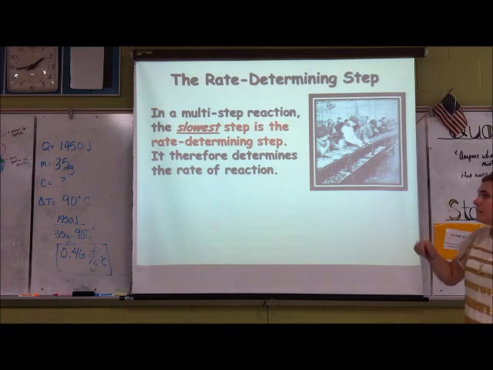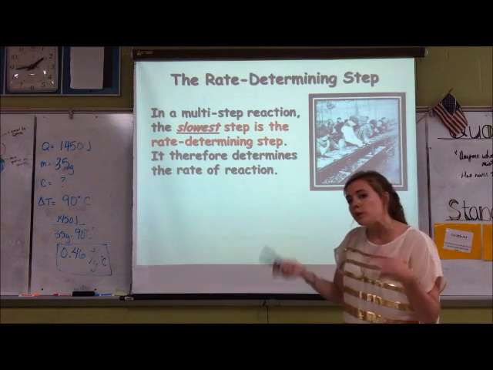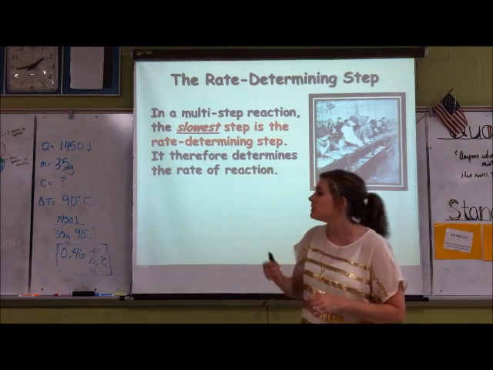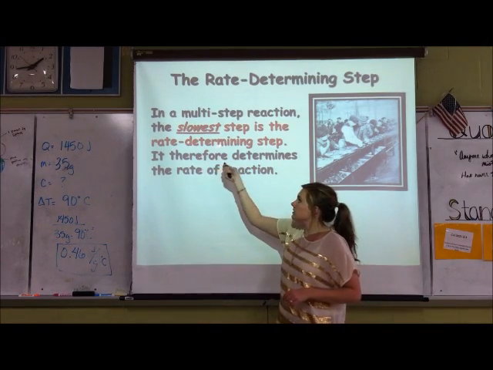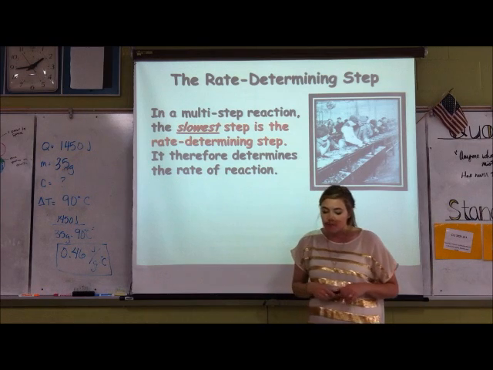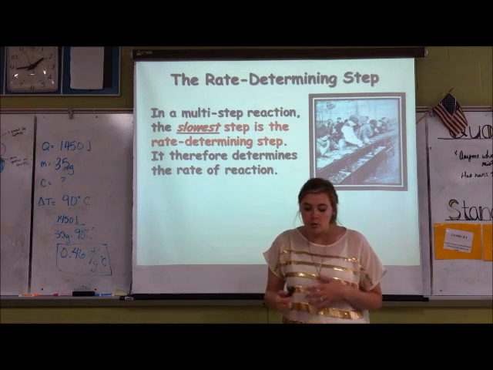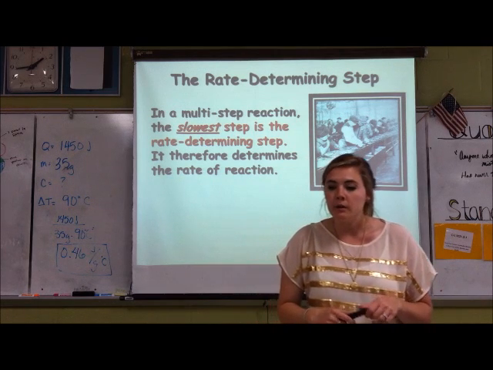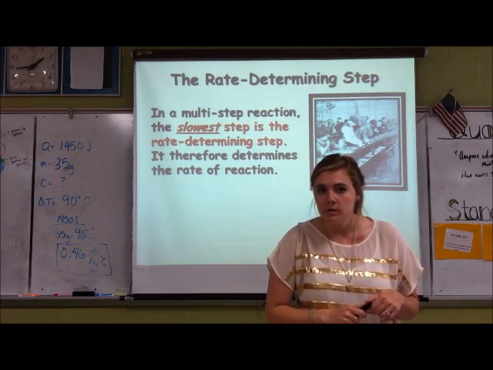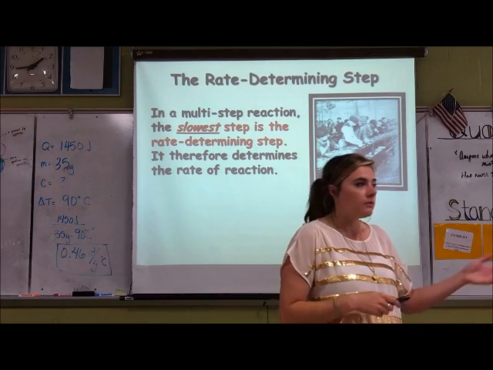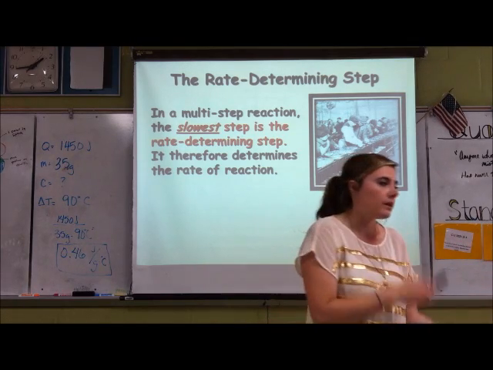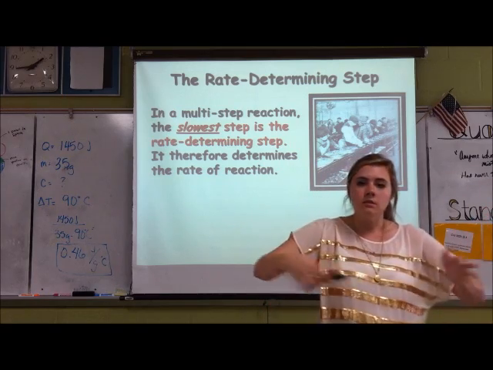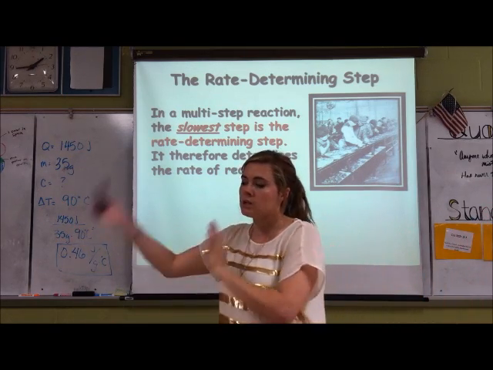Let's talk about the rate determining step. The rate at which you can create something or go through a chemical reaction is determined by your slowest step. For instance, let's say you and your friends are out passing bricks along to build a house, right? And so you guys set up like a conveyor line. Your friend passes you a brick, you grab the brick, you pass it to your next friend, and you continue down this line until you've got a giant pile of bricks.